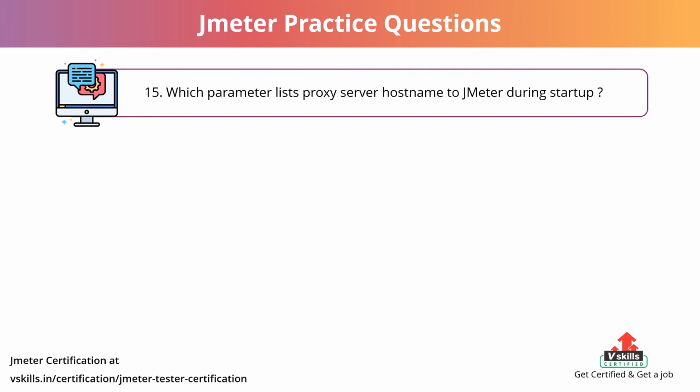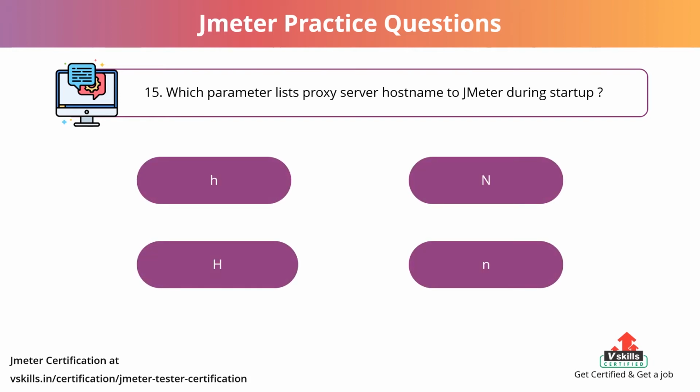Question number 15. Which parameter lists proxy server hostname to JMeter during startup? The options are A. -H, B. -N, C. -H, D. -N. The correct answer is option C.